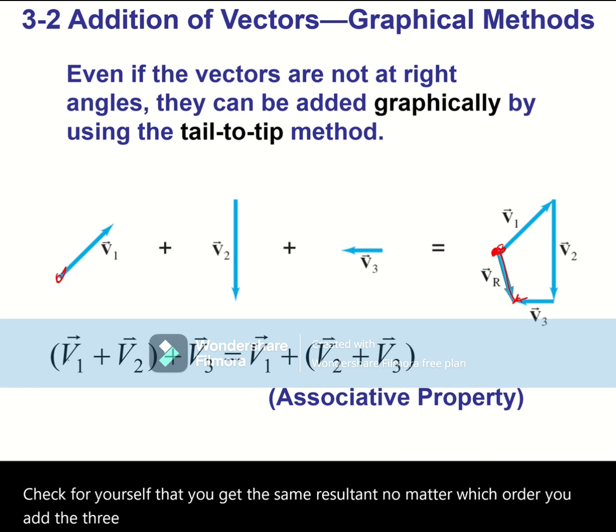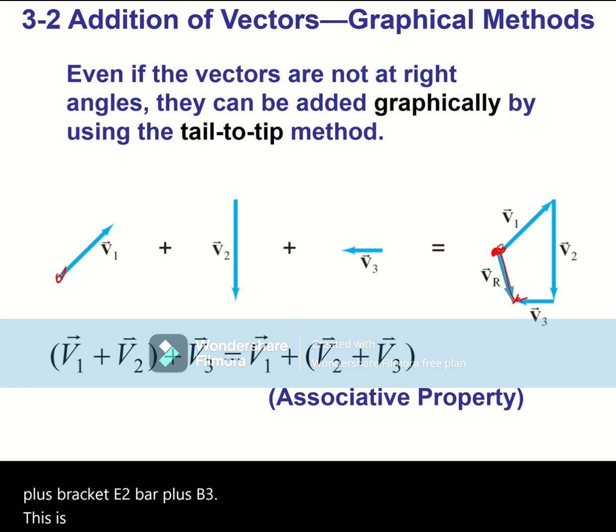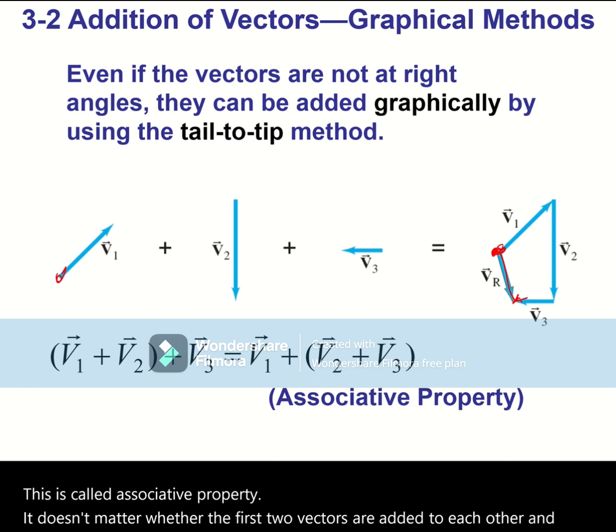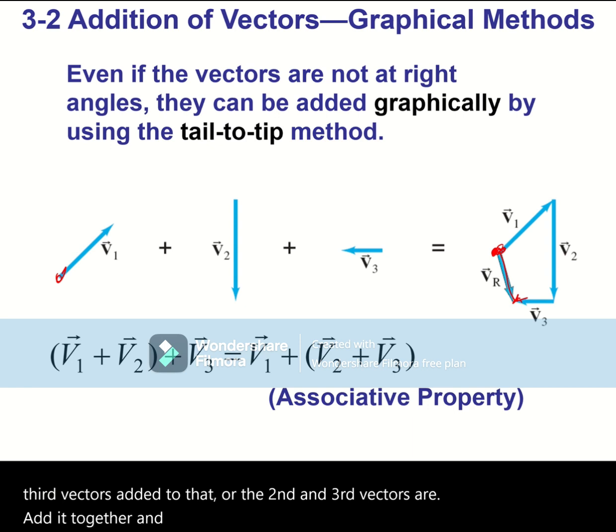That is V1 bar plus V2 bar plus V3 bar, the same as V1 plus bracket V2 bar plus V3. This is called the associative property. So it doesn't matter whether the first 2 vectors are added to each other and then the third vector added to that, or the second and third vectors are added together and then the first vector added to them. They are pretty much the same.